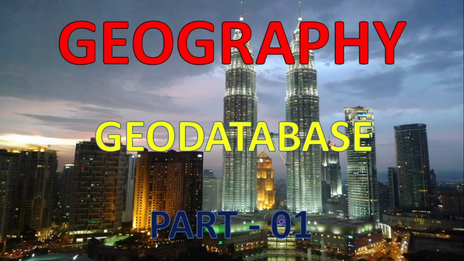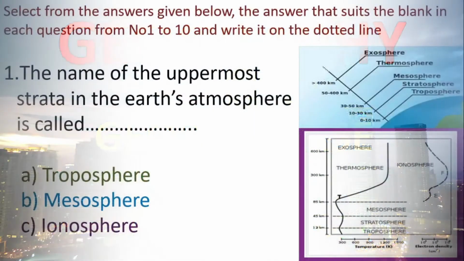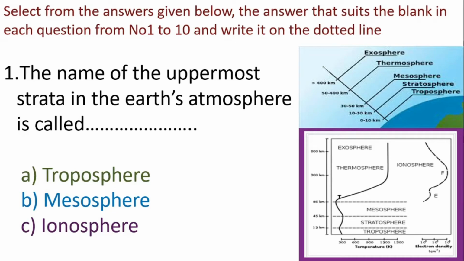Geography Geodatabase Part 1. Select from the answers given below the answer that suits the blank in each question from number 1 to 10 and write it on the dotted line. Look at the information given first before you select your answer.